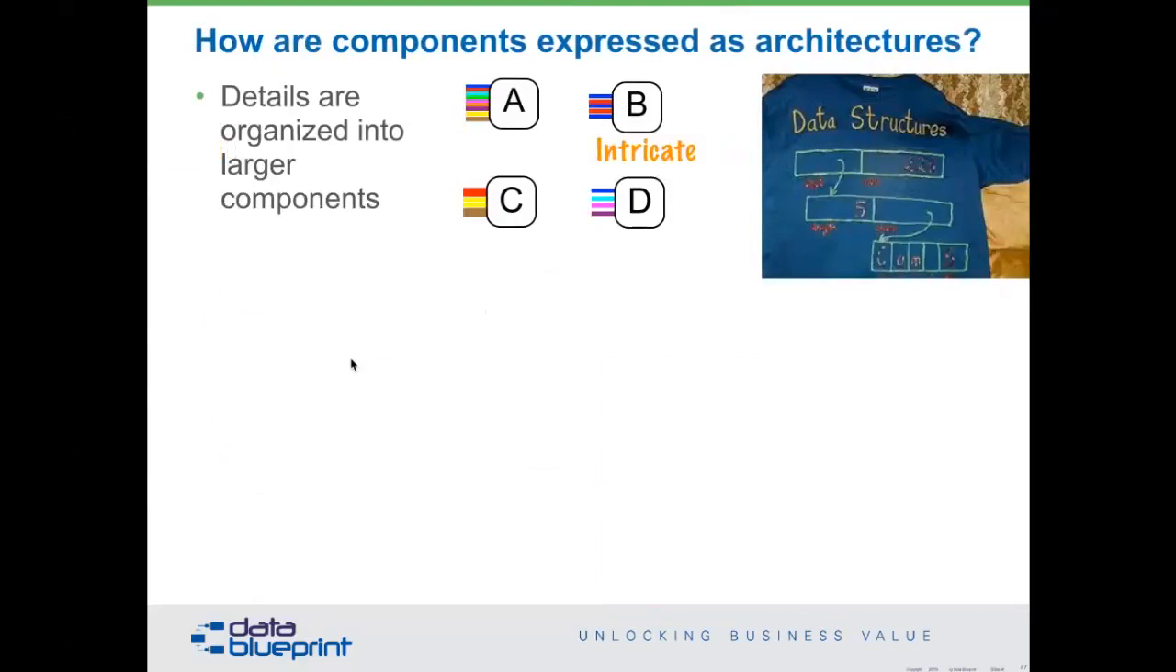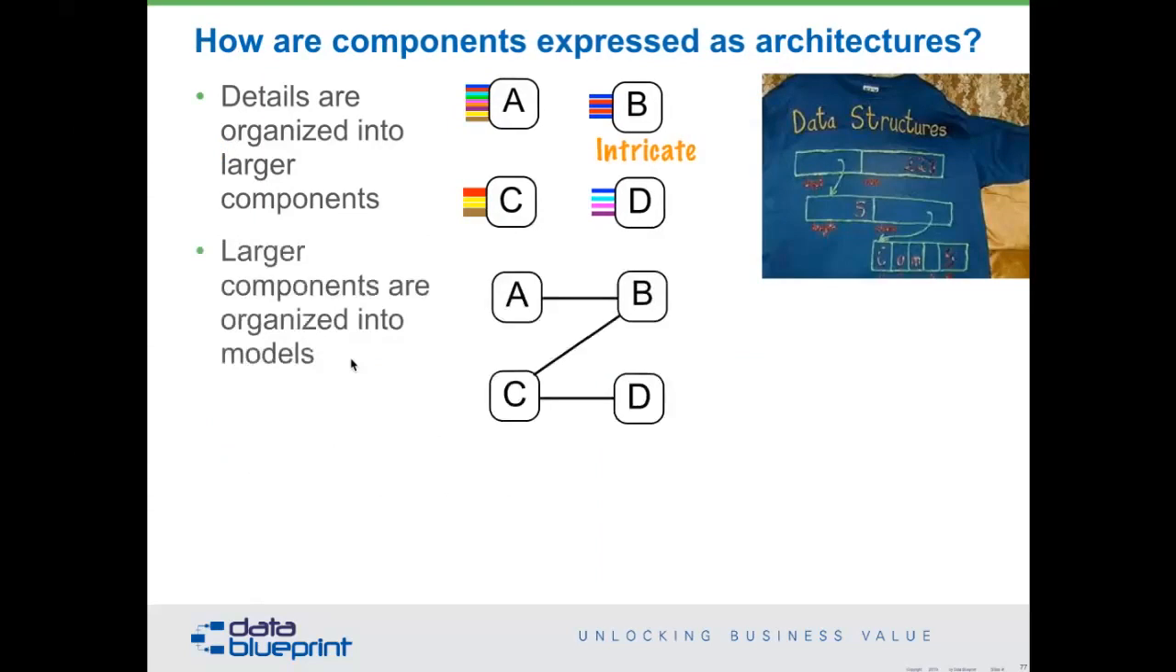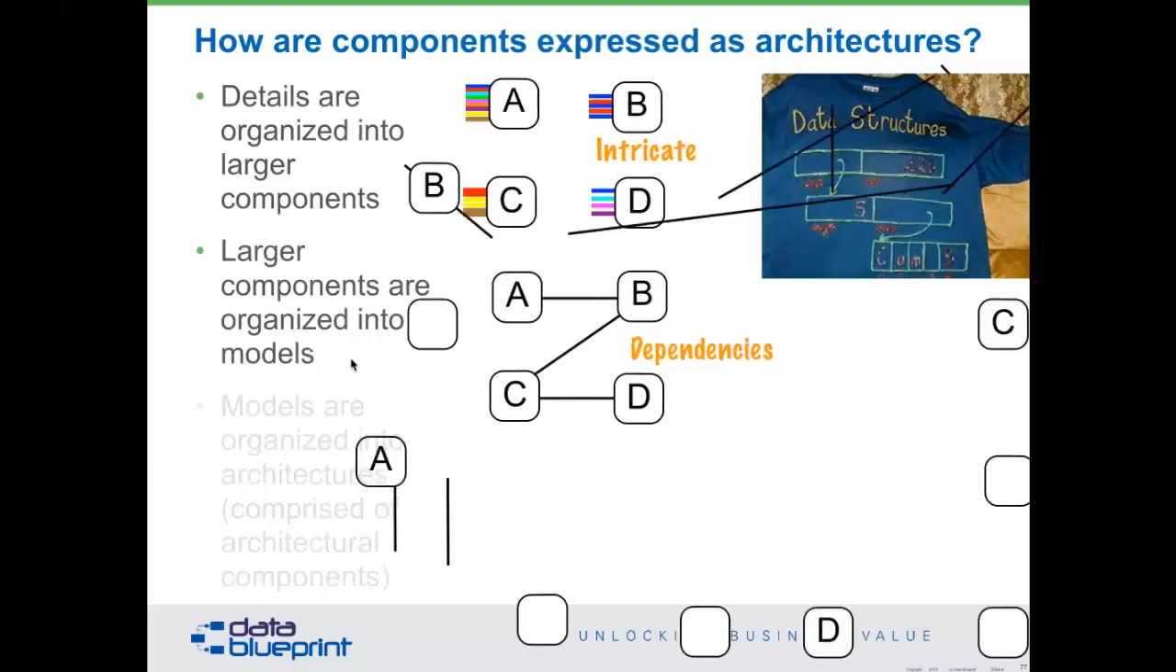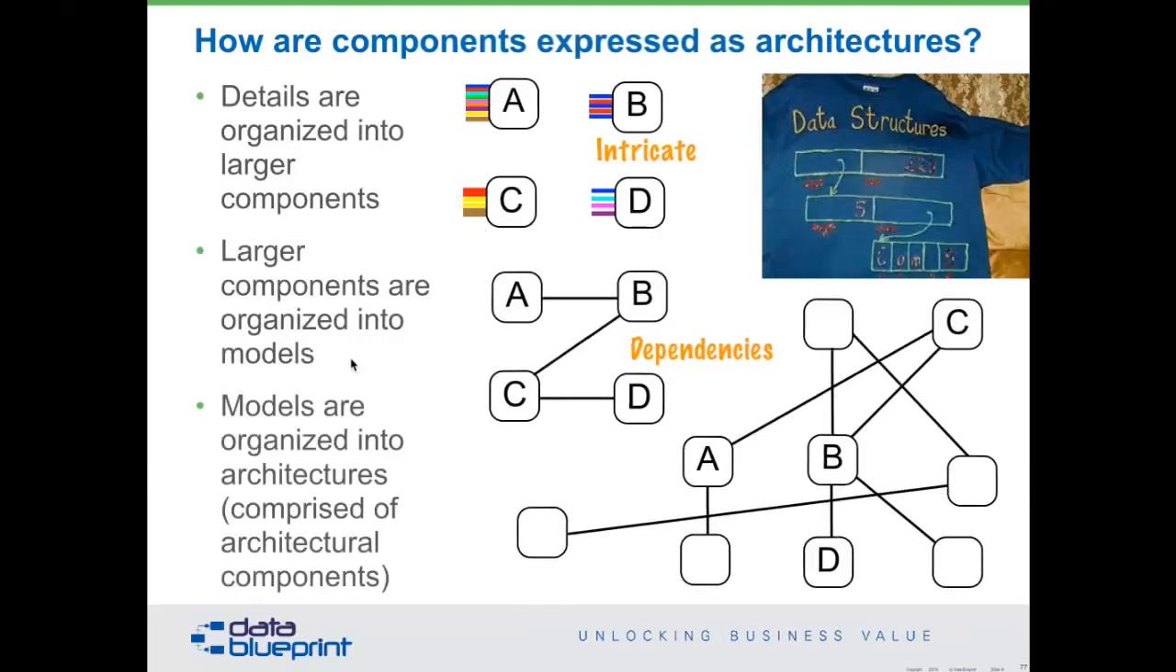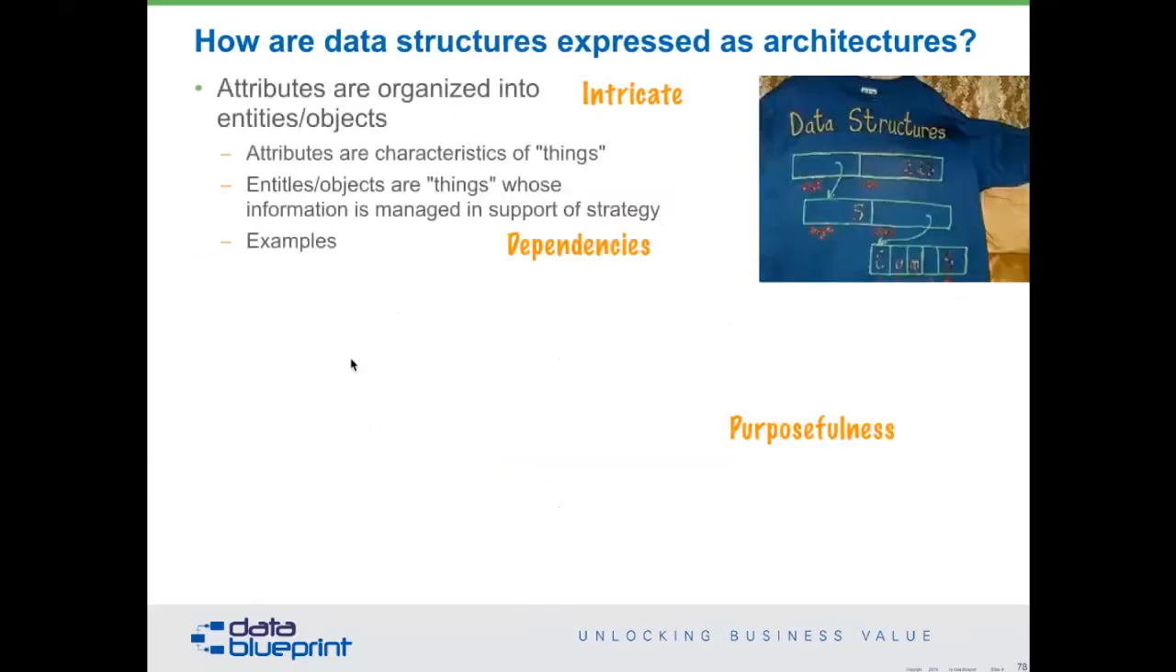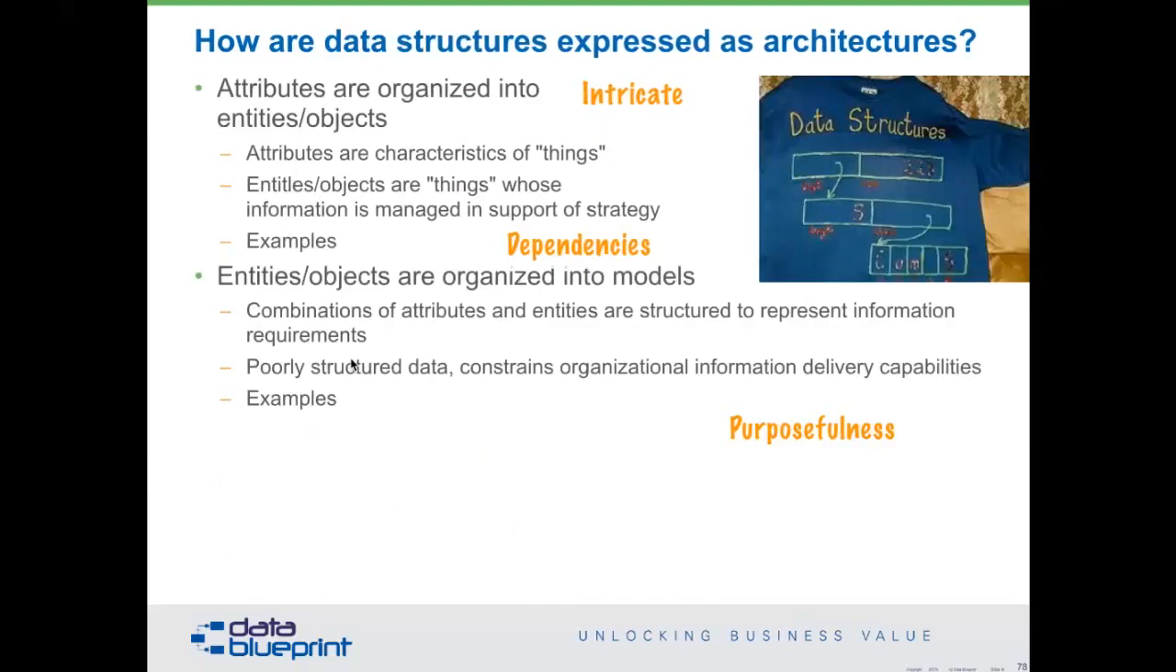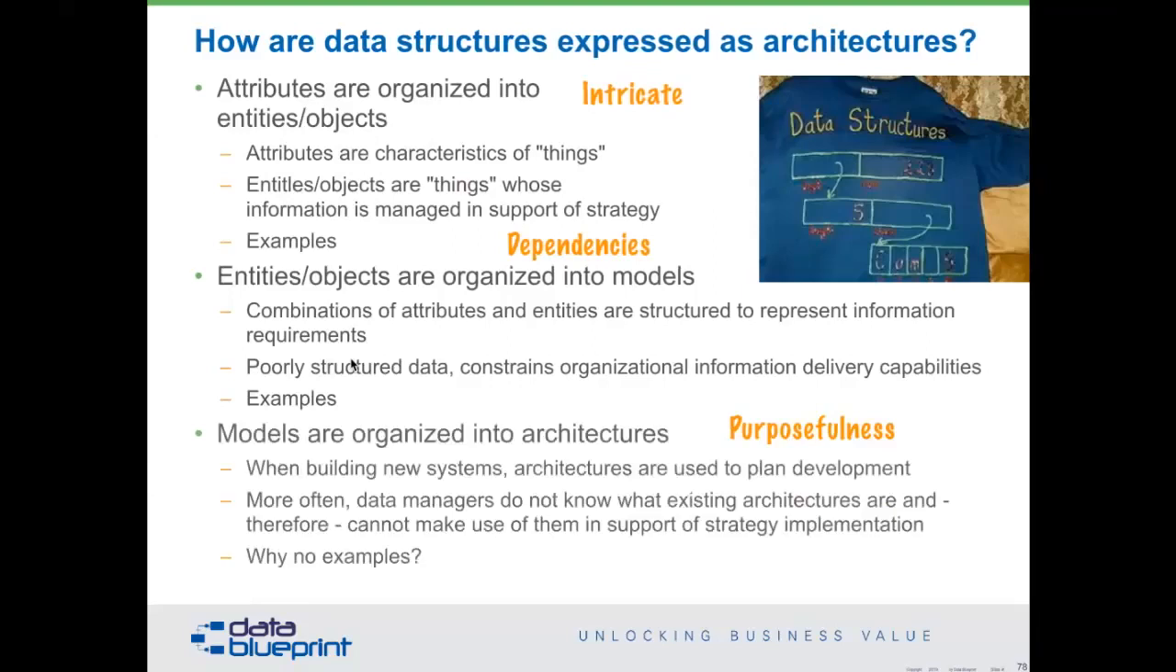This means that intricate details can be pushed out of sight when it's appropriate. These larger components are then organized into models, and each model then introduces dependencies into your architecture. Finally, the models are organized into an architecture, and the architecture signifies intent. All systems are built with some type of intent. In these data structures, you organize attributes into entities. That's where you get your intricacy. You organize your objects into modules, and that's where you get your dependencies. And your models are organized into architectures, which is where you get your purposefulness.